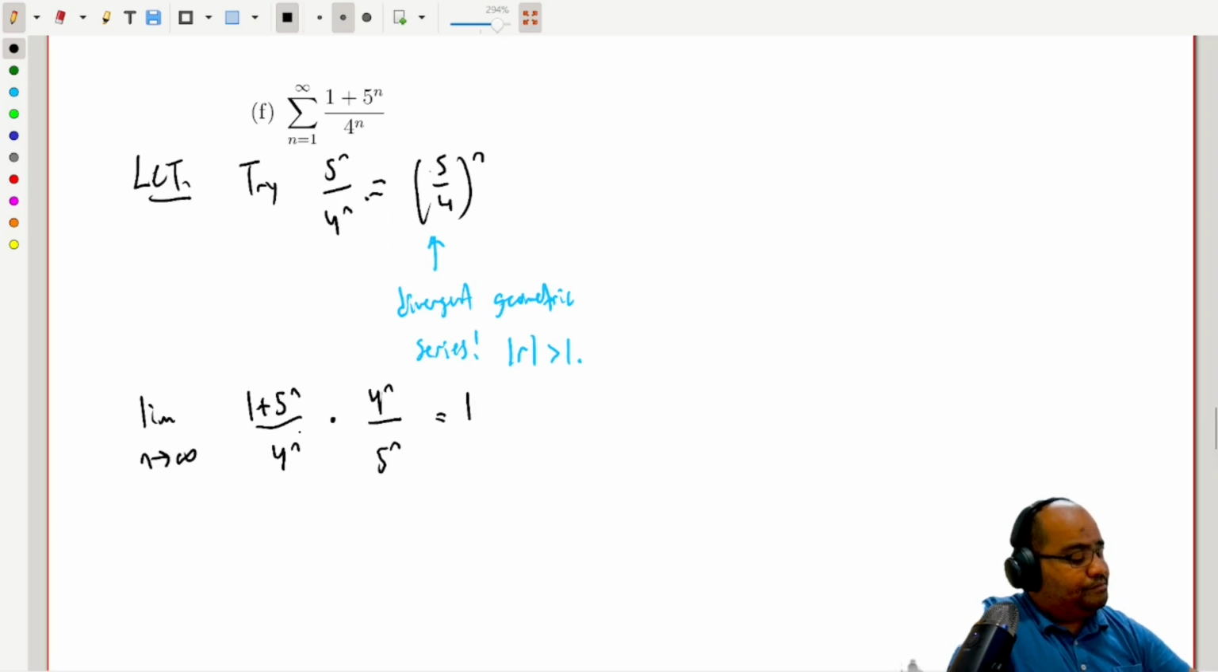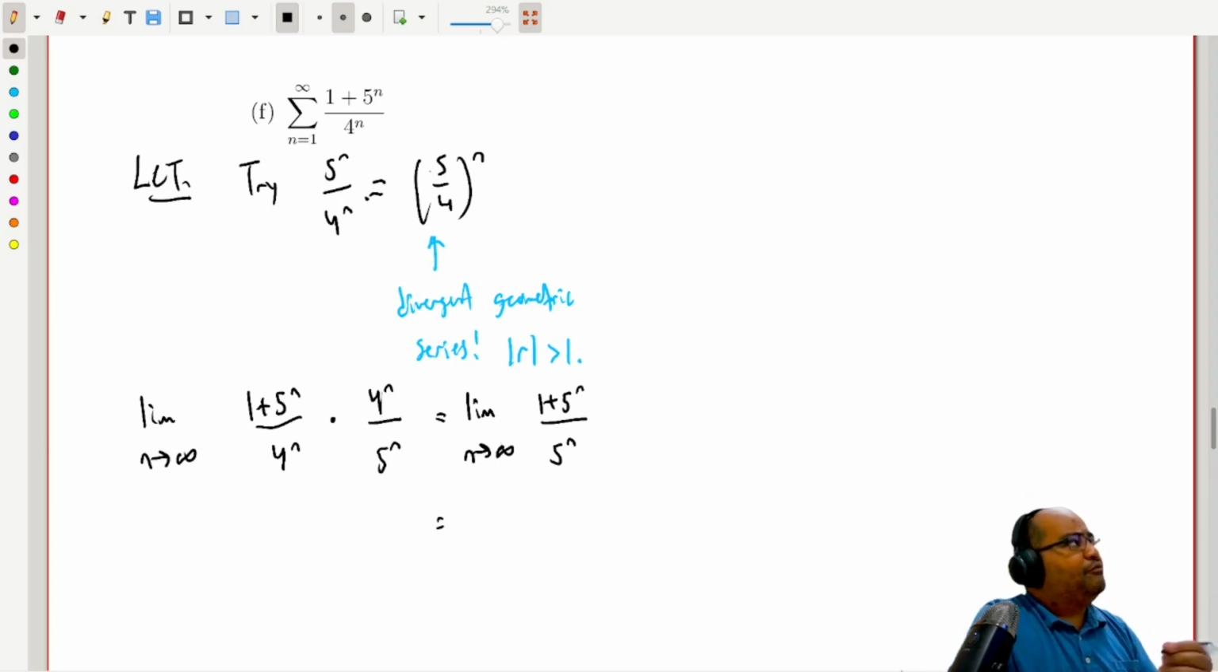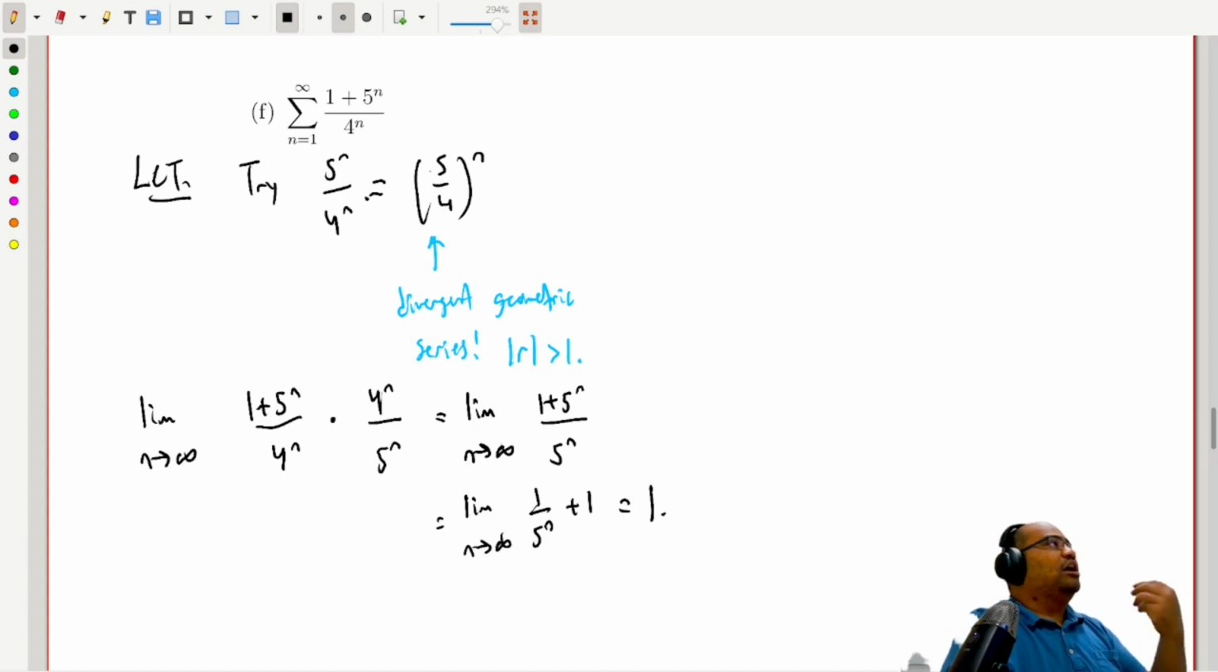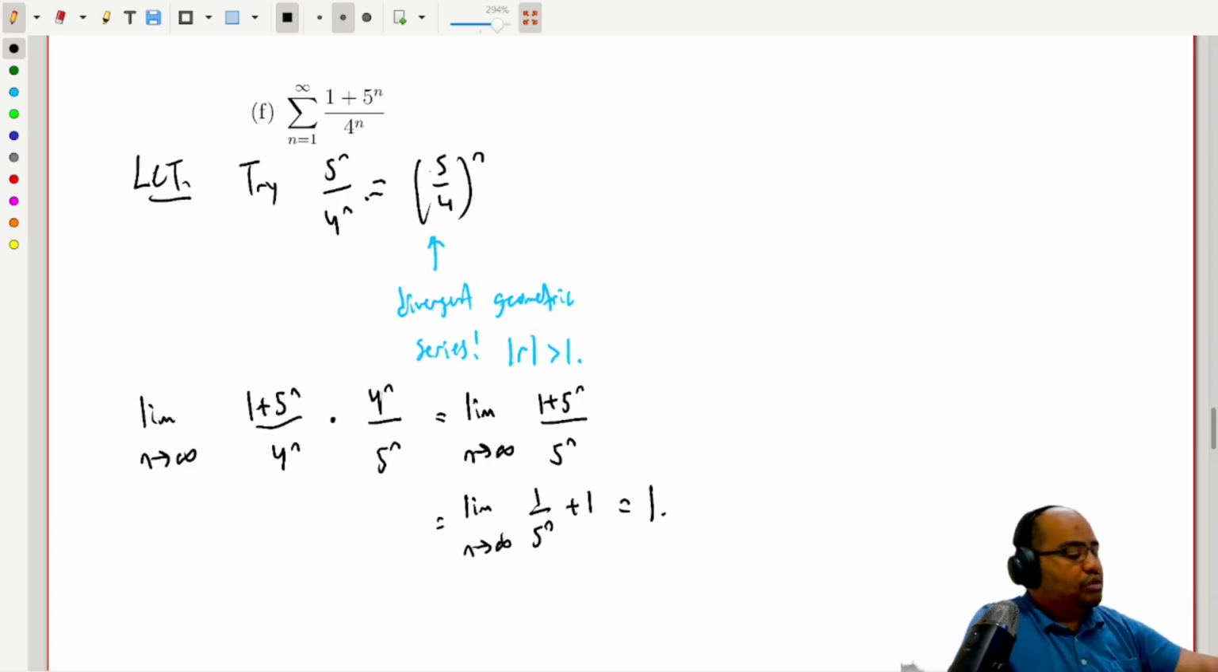The limit as n goes to infinity of 1 plus 5 to the n over 5 to the n, and after doing the fraction operation here, we'll have the limit as n goes to infinity of 1 over 5 to the n plus 1, but this goes to 1. So we get a constant that is non-zero, it's positive, it's finite, but we know that our reference diverges. So the mystery series diverges as well. So the sum diverges.